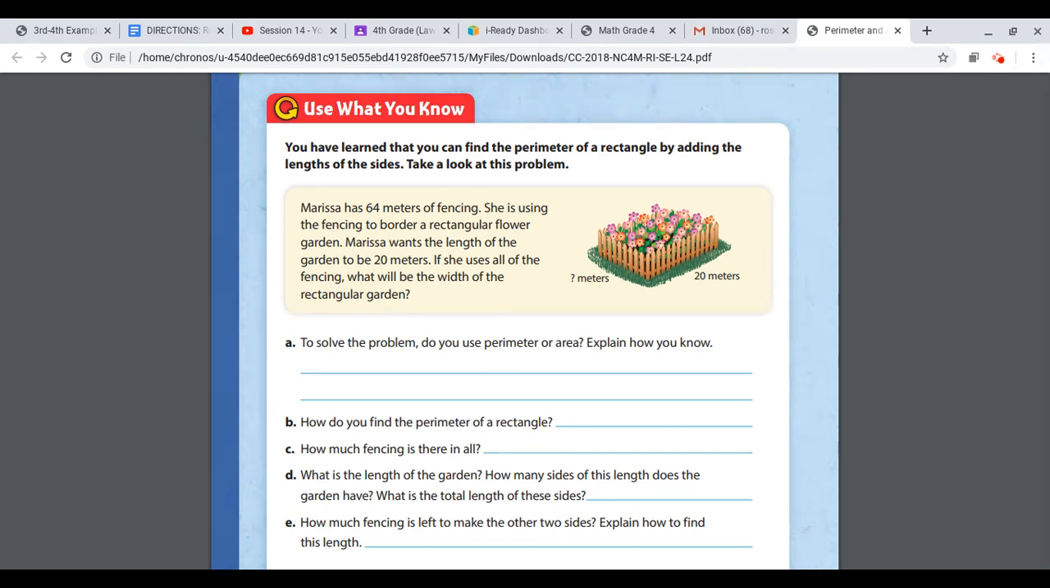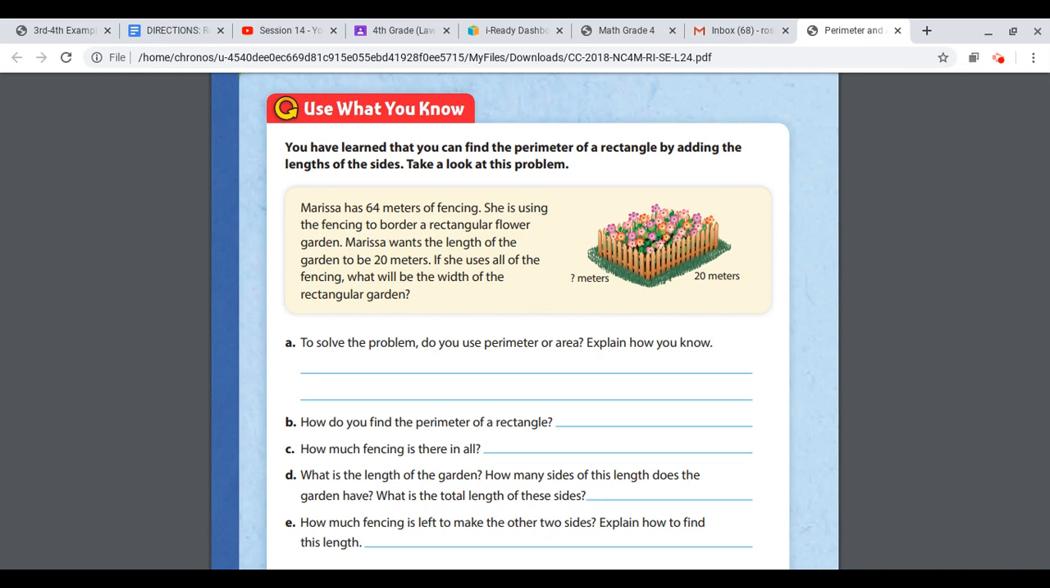Marissa has 64 meters of fencing. She is using the fencing to border a rectangular flower garden. Marissa wants the length of the garden to be 20 meters. If she uses all of the fencing, what will be the width of the rectangular garden?